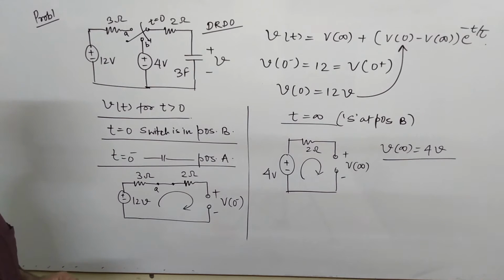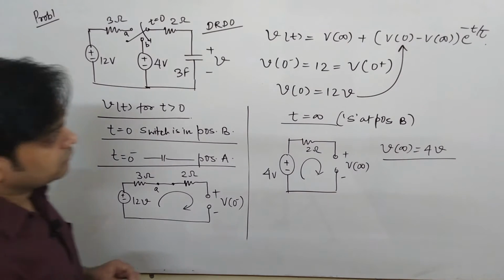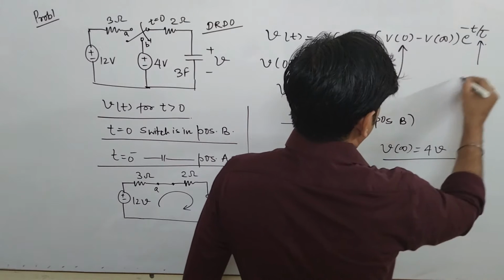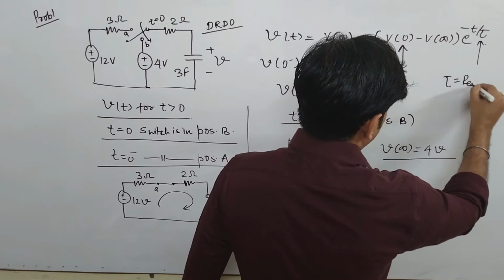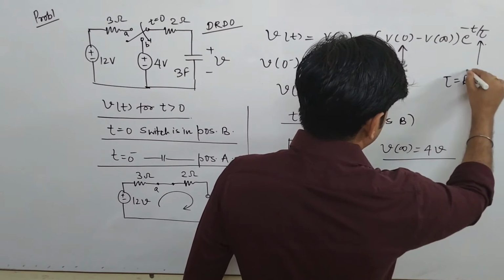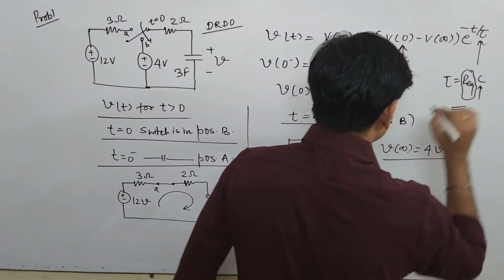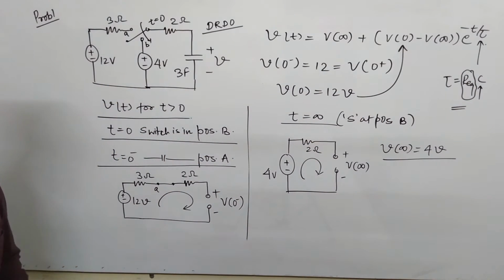Now finally you have to find the value of tau. And this tau is what? That is R equivalent times C. C, you know, you have to find this R equivalent. Simply once you find the value of R equivalent, one can get the answer.